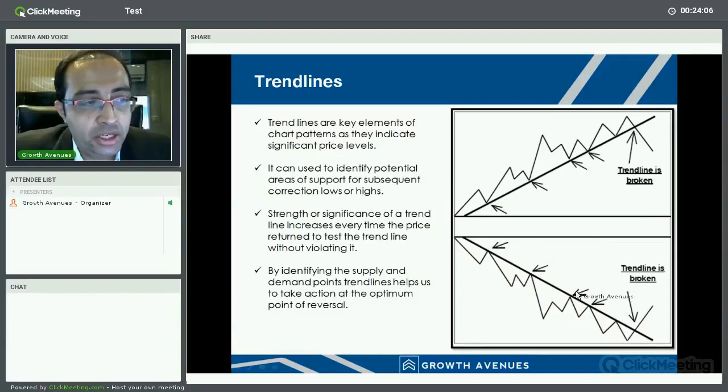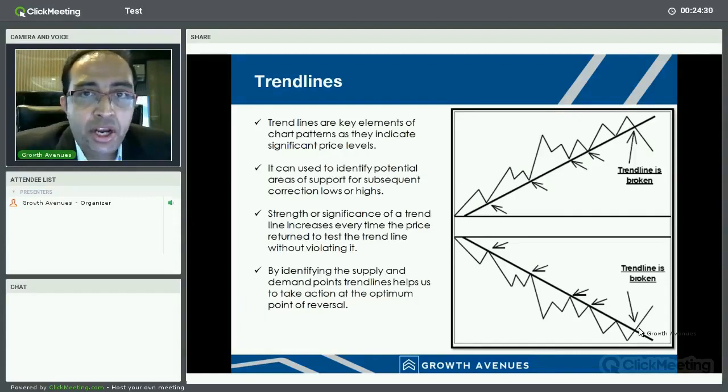In a similar manner, this is a descending trend line, which says that the supply is continuously on, and at a particular moment, the supply is overwhelmed, and then the demand takes over, suggesting that the bearish pressure has receded and the bullish stance has taken over. So that is the impact of the trend line.